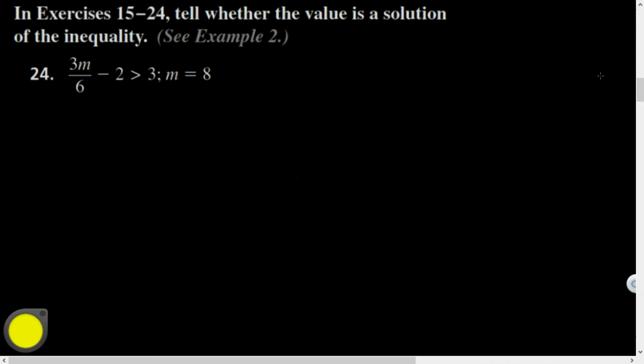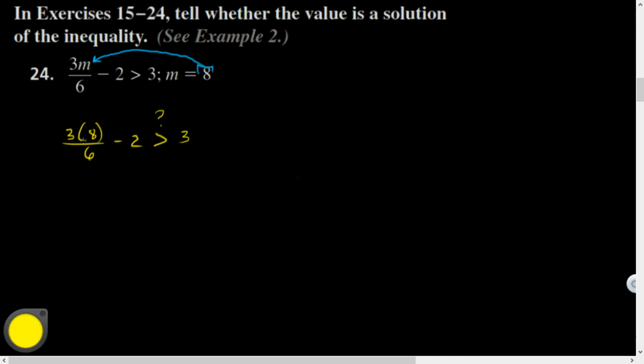All right, I like this one. I tried to pick the trickier one to go over. They ask, tell whether the value is a solution of the inequality. Here's the inequality, and then they say, does m equals 8 work? And so what I'm going to do is take the 8 and plug it in for m, to do a check, essentially. So 3 times 8 divided by 6 minus 2, is that greater than 3? So this is like a question mark. That's what I'm trying to determine.